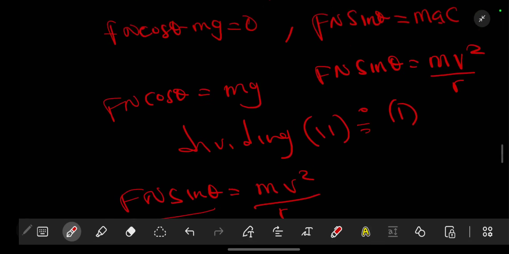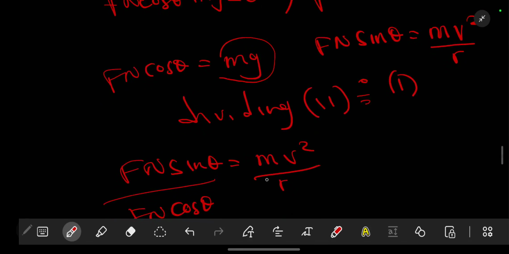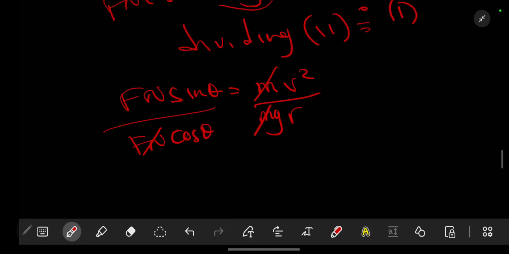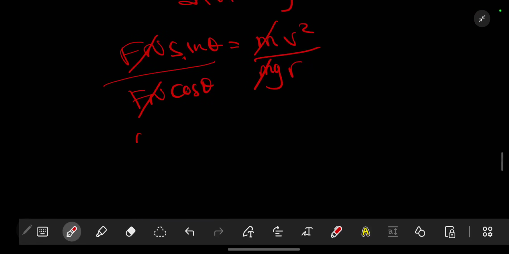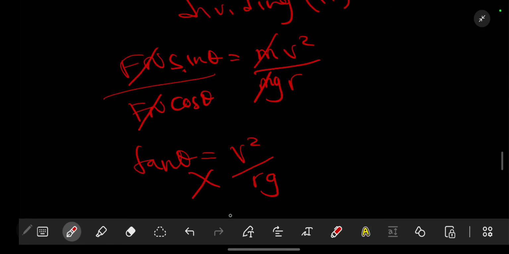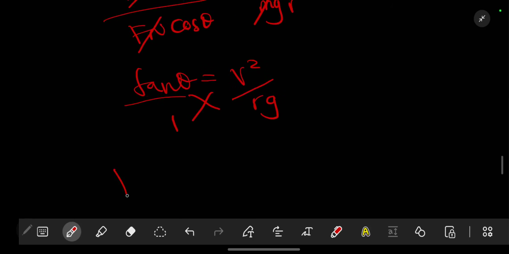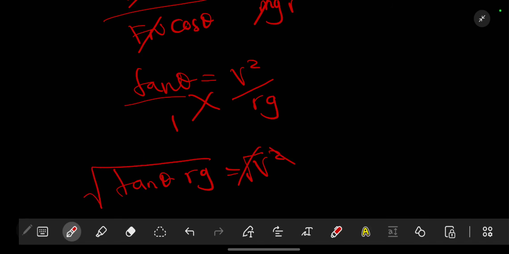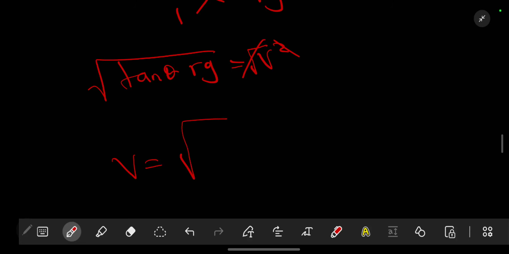This is having mg, so you put the mg down here, so it joins the r there. So this and this will go, then this and this will go, to give us sine over cos, which is tangent of theta, should be equal to v squared over rg. We cross multiply: it will be tan of theta times rg should be equal to v squared. We find the root, then we can say v should be equal to the square root of tan of theta times rg.